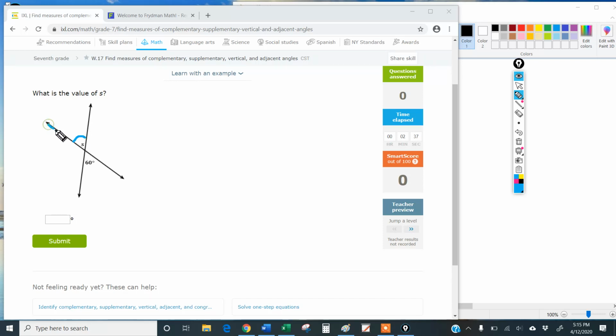Now, one thing that you'll notice is that angle S is made from this line, which I'll just extend this way, and this line, which I will also extend past the vertex there. And so we notice that angle S and this angle over here, which is 60 degrees, are vertical angles. They're on opposite sides of two intersecting lines. And what do we know about vertical angles? They are congruent, meaning they are equal to each other. So if this one is 60 degrees, then angle S must also be 60 degrees. So we'll just type that in there.